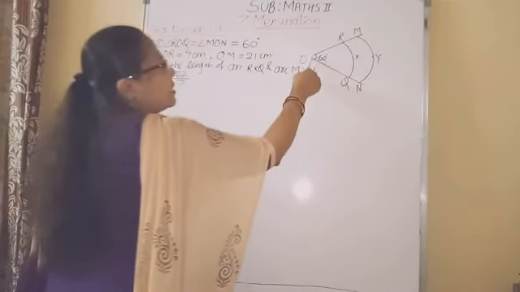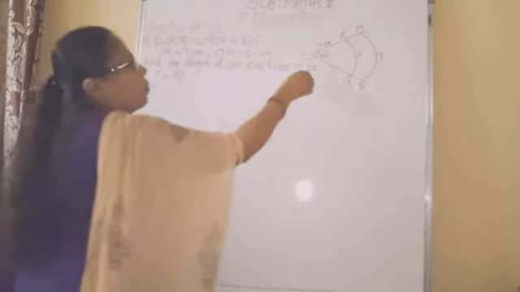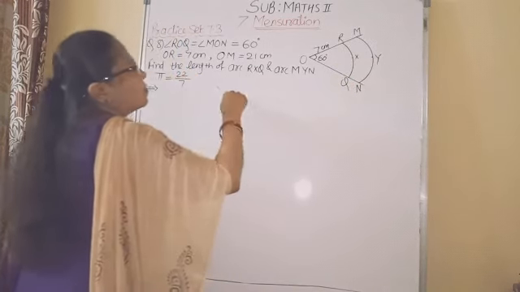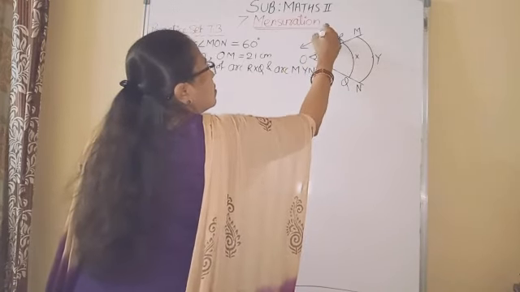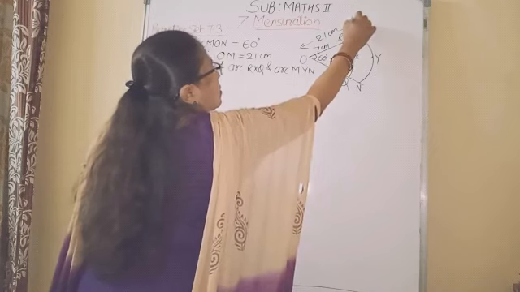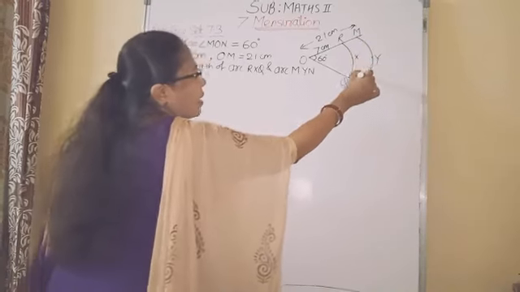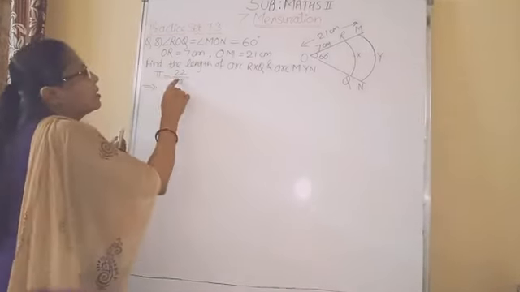OR is equal to 7 centimeter. So OR is the radius for arc RXQ. OM is equal to 21 centimeter. This OM is given 21 centimeter, and OM is the radius for arc MYN. So we have to find the length of both the arcs, arc RXQ and arc MYN. Pi is given as 22/7. Okay.